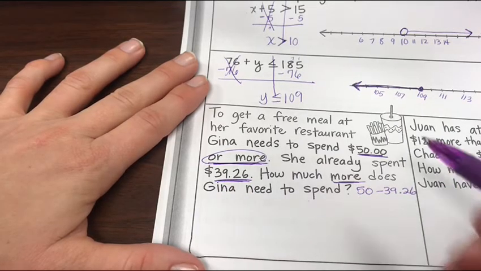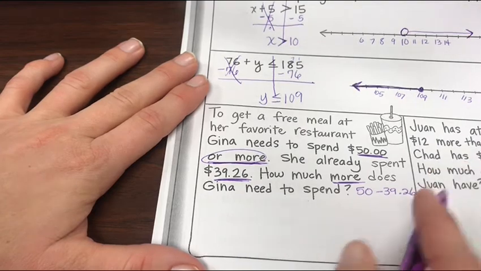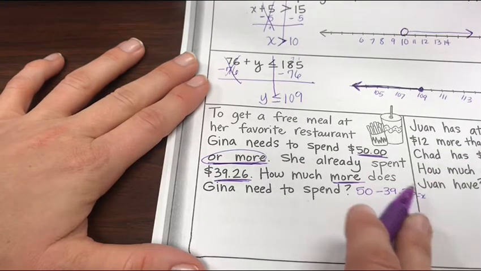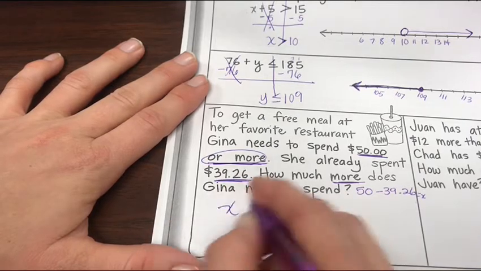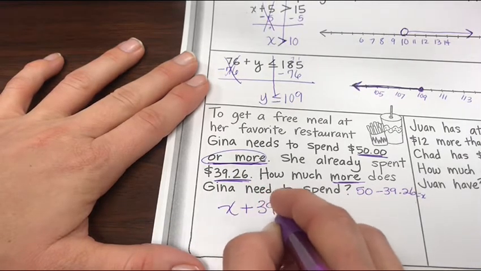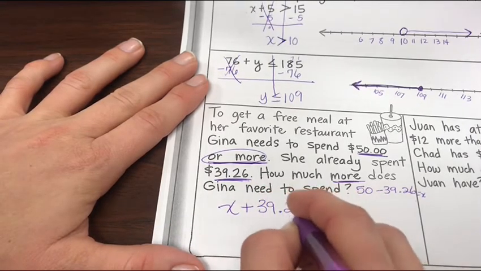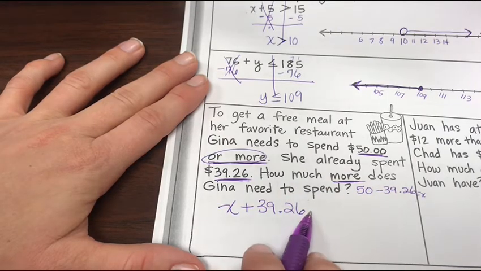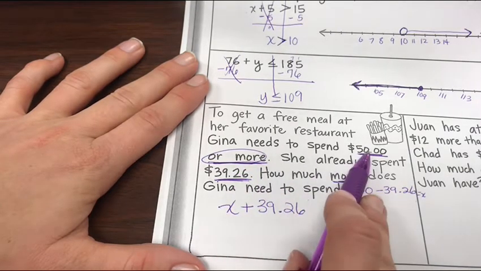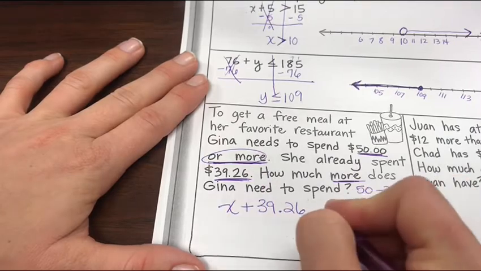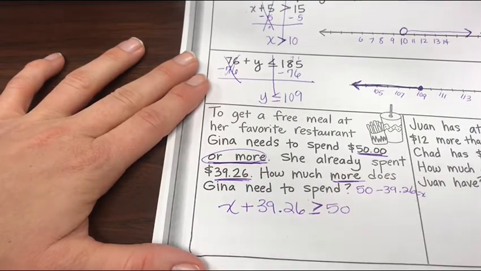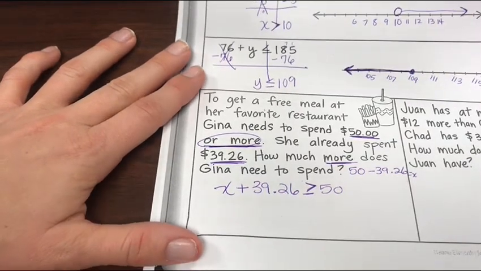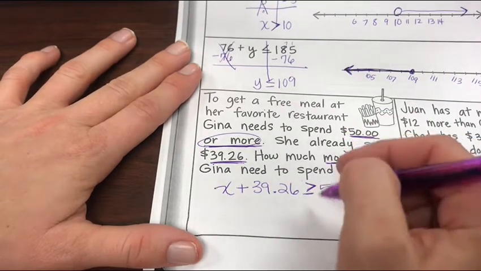So if my instincts are telling me to subtract to get X, and these are my two parts, and this is my total, I'm going to say X plus $39.26 does not equal, but is 50 or more. So that means it can equal 50 or be more than 50. So now I've written my addition equation and I can solve it.